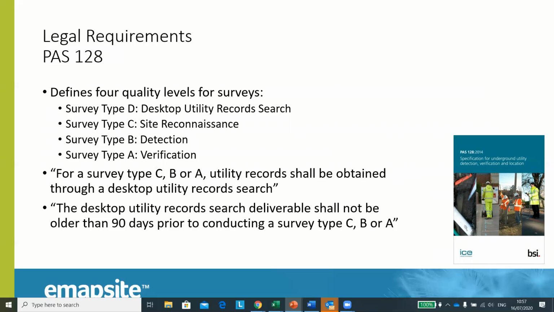Level A is right up there where you are literally using something along the lines of a vacuum excavator to actually look in the ground and verify it for yourself. But there's all the quality levels in between. But the first level, level D, is the desktop search.